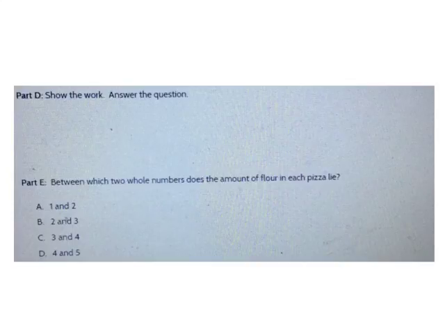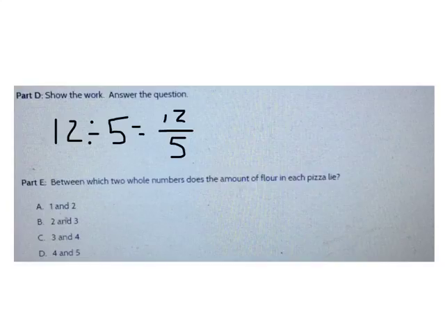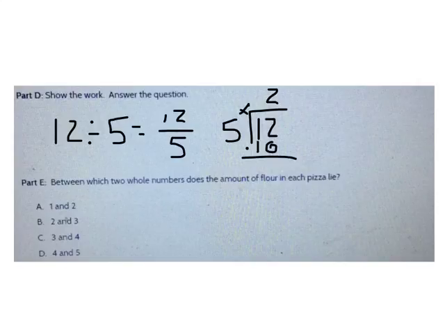Now let's prove it by showing our work. I know that I'm dividing 12 divided by 5, which is 12/5. What operation could I use to change that into a mixed number? I could use division. 12 divided by 5. How many times does 5 go into 12? 5 goes into 12 twice. What's 2 times 5? It's 10. When I subtract, there's 2 left over. So I can write it as a mixed number as 2 2/5.